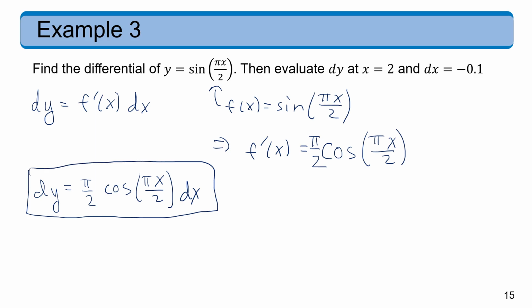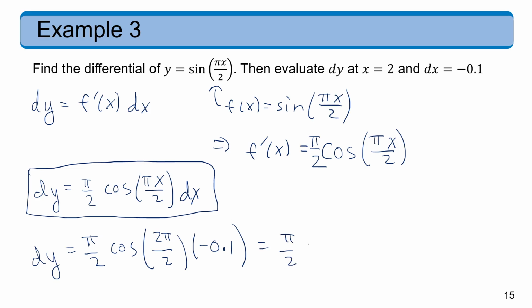Now the second part says evaluate it at a given x value and dx value. So that just means plug those into our formula. So dy equals pi over 2 times cosine of, now plug in 2 for x. So the numerator will be 2 pi, denominator 2, and then plug in for dx, negative 0.1. Now let's simplify. So inside the parentheses of cosine, the 2's cancel, so it's cosine of pi. And then, just to separate this, we multiply by negative 0.1. Now cosine of pi is negative 1.